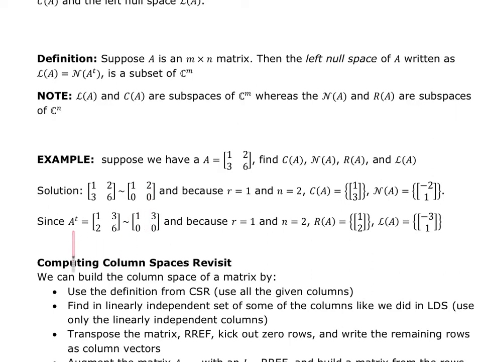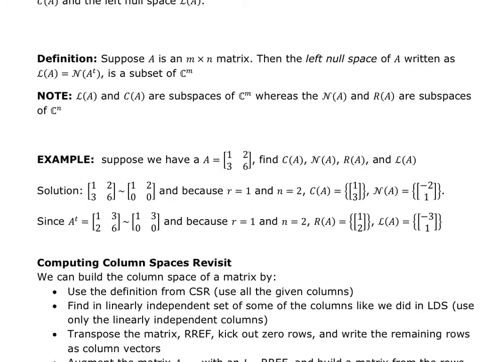Now if we transpose this and do the reduced row echelon form, we still have, in this case, not always, r being 1 and n equals 2. That means my row space is just my first column, which is 1, 2. And then for the left null space, I find the null space, writing my dependent variable in terms of my independent variable, which is x sub 2 and x sub 1.